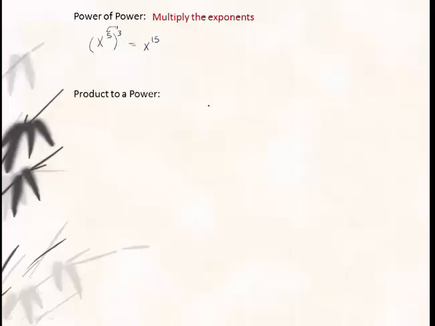Product to a power, I'm going to distribute the power. So, for example, if I have 2x to the 3rd, y to the 7th, and I square that, I square the 2, I square the x to the 3rd, and I square the y to the 7th. So I end up with 4, 2 times 3 is 6, and 2 times 7 is 14.